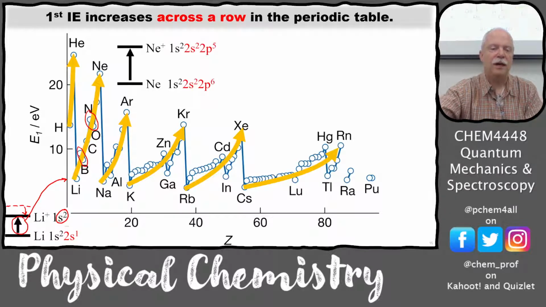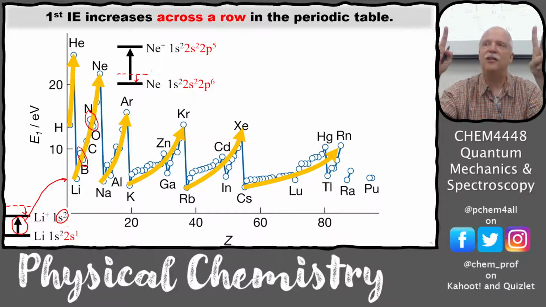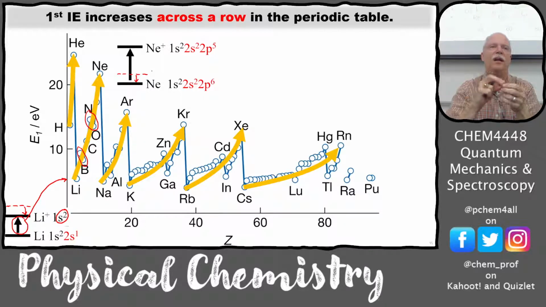And then neon up here, again, we have this fully filled shell. We have the 2p6 going up to 2p5 for the cation. And I'm going to draw the dotted line here to show that it was the neutral atom that was stabilized, right? So this dotted line shows where, without this stabilization energy, if you want to call it that, you would have the ionization energy, because we're just pulling an electron away from a positive charge, right?